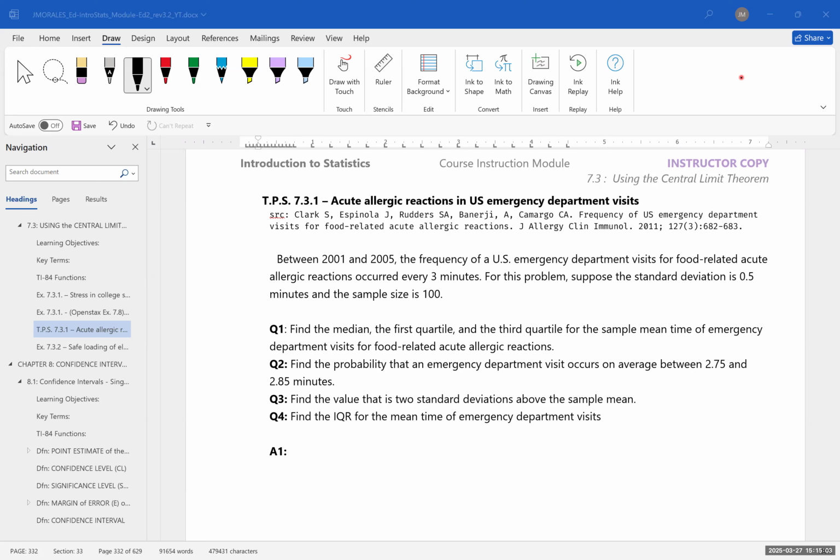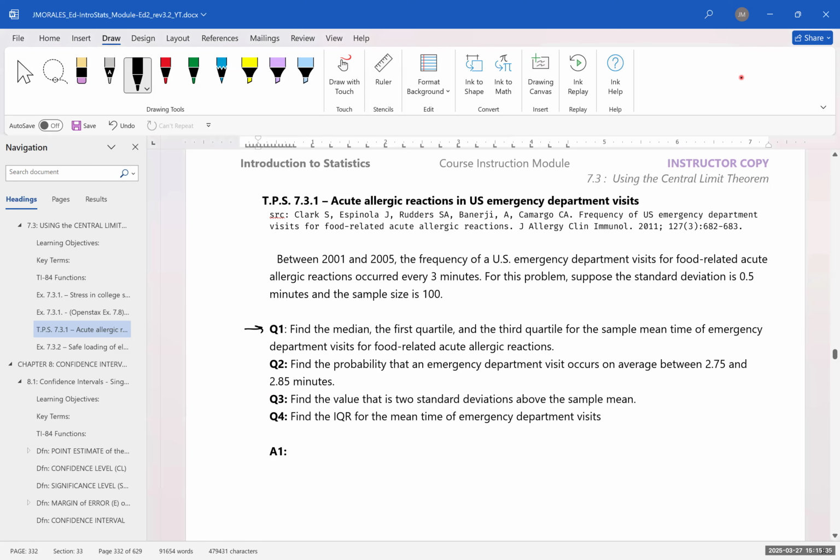Question two, find the probability that an emergency department visit occurs on average between 2.75 and 2.85 minutes. Question three, find the value that is 2 standard deviations above the sample mean. And question four, find the interquartile range for the mean time of emergency department visits. All right, first let's work on question one. Find the median, the first quartile, and the third quartile for the sample mean.